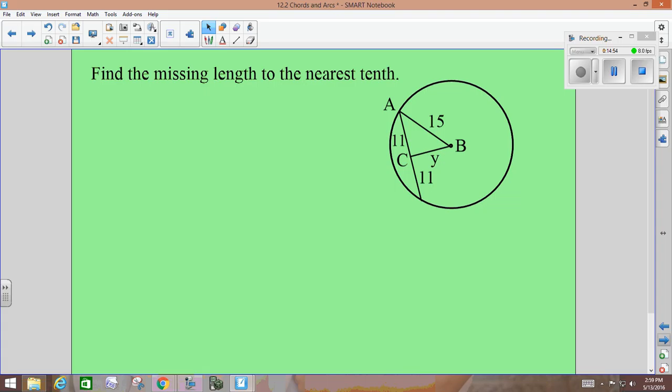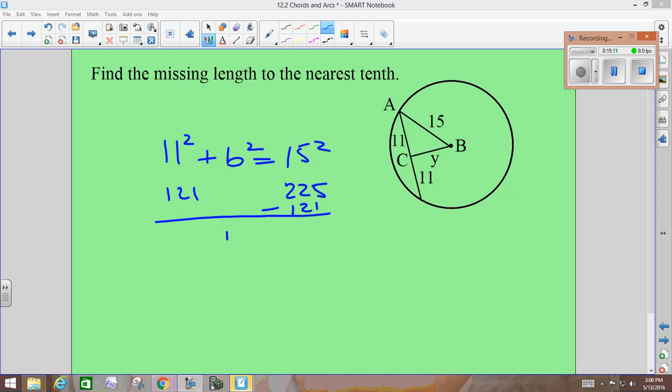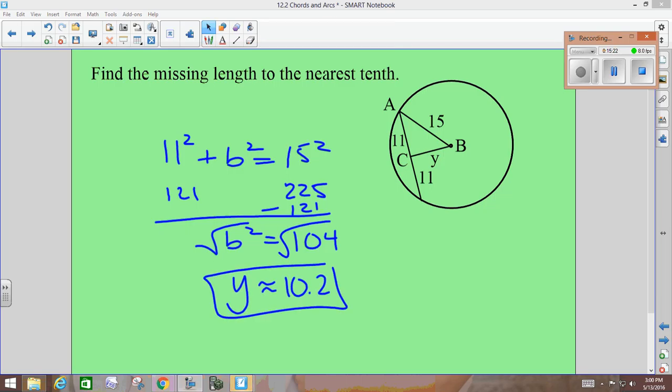What'd you do? 11 squared plus b squared equals 15 squared. Yeah, 121 plus b squared equals 225. Okay. And I subtracted 121 from 225. And then got 104 and then square rooted it. How'd you know you could use the Pythagorean theorem? Because it's like the center angle, like how it's perpendicular or something like that, or at the center line. I don't know. How'd you know it's perpendicular?